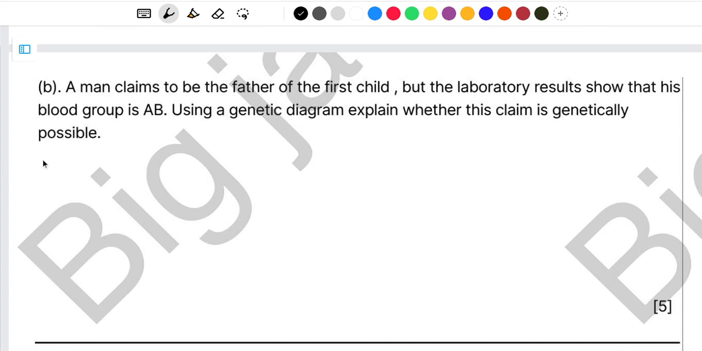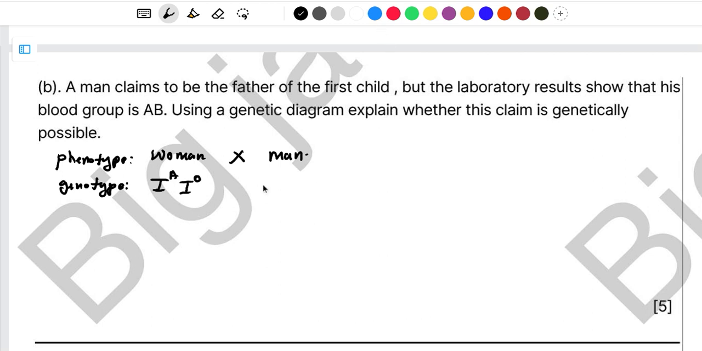So remember, the mother is having blood group A, heterozygous dominant. So we can start with the phenotype. Under phenotype, what do we put? We put the mother or the woman crossed with the man. Okay. Then the next thing, we need to move on to genotype. So under genotype, we are going to use the alleles. The woman is having blood group A, heterozygous dominant. The man is having blood group AB.